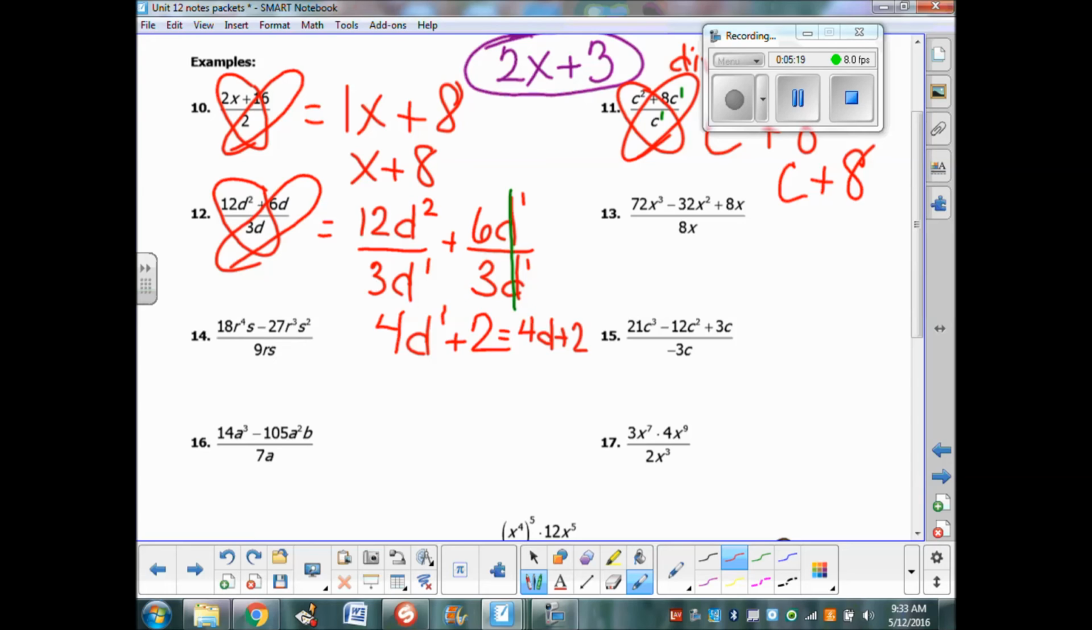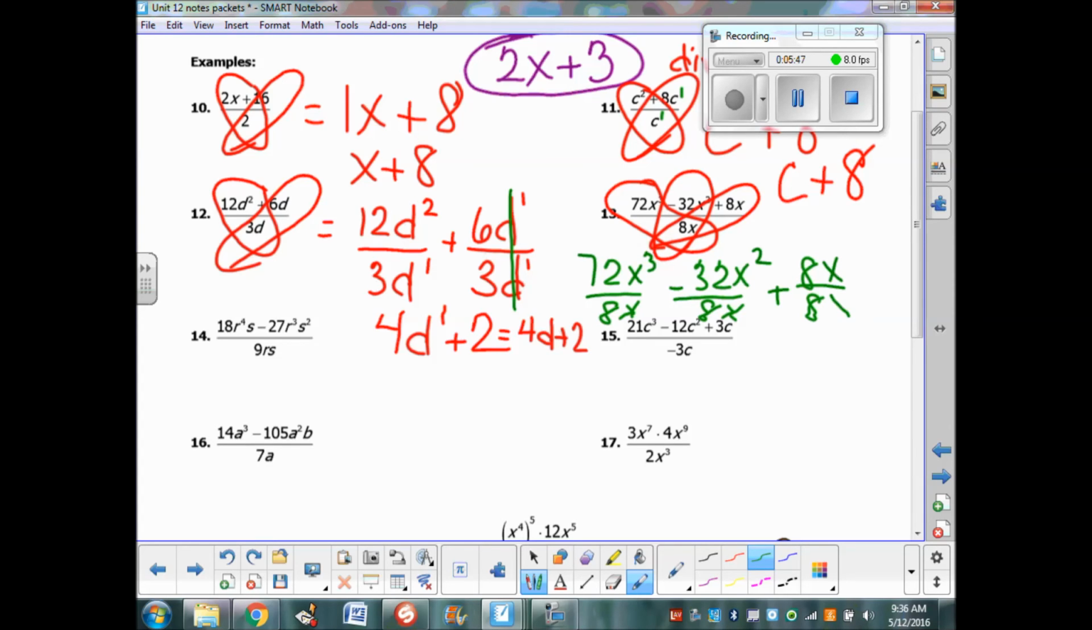Okay. All right, let's take a look at 13. I want you guys to pause the video, do 13, and then after you do it, come back and check it. So that first part, I'm going to write it as 3 separate problems, just so I can visualize it a little bit better. So the first fraction, 72 divided by 8 is 9, and x to the third divided by x to the first is x squared. So 9x squared is my first term.